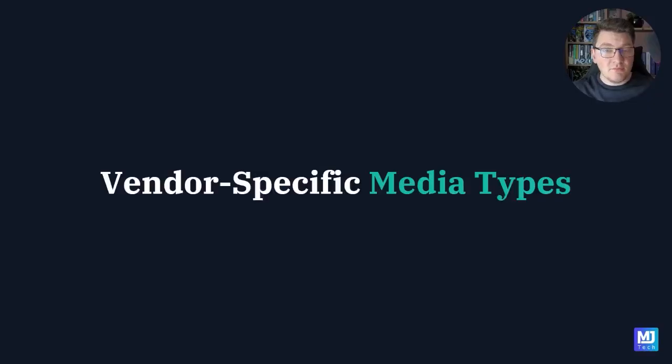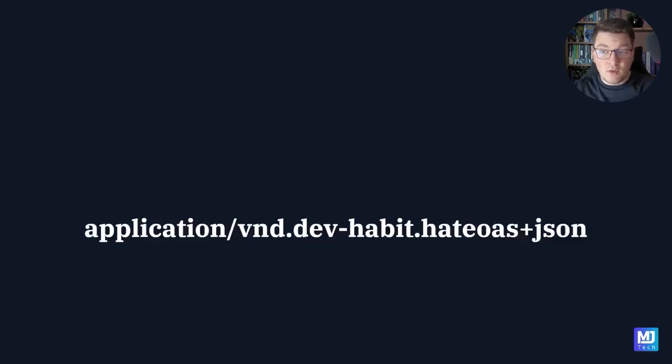Other than the standard media types that we can use inside of our REST API, we also have the freedom to define vendor-specific media types. You can also call them custom media types. And here's an example of what a custom media type might look like. We can use this media type to describe our representations that contain hypermedia links, which is why it ends with hateoas+json. Now, our media type has a couple of specific parts.